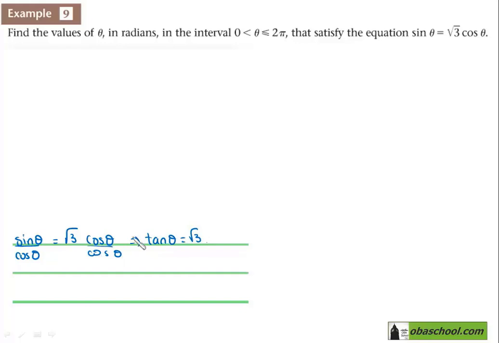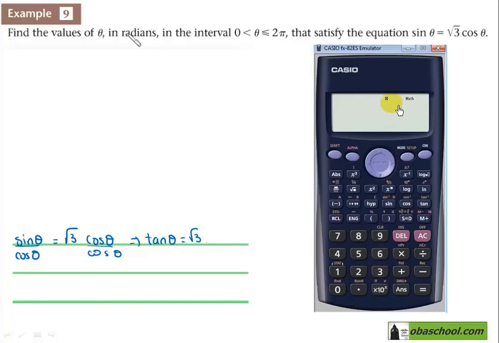So we will use the calculator and we will make sure that theta is in radians. Pay attention to the unit here. We will change the unit of the angle from degrees to radians. So we choose 4. Now it is in radians. Theta equals tan minus 1 of square root 3. So on the calculator, shift tan square root 3 equals, the value is pi over 3. This is the first solution of the angle.